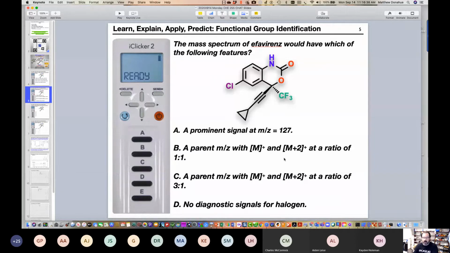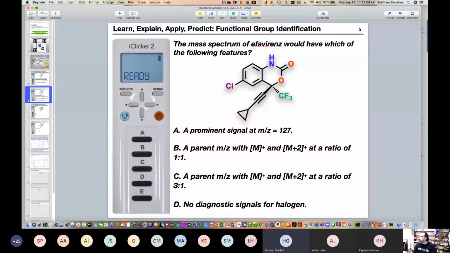They might not tell you they occur in 1:1. They might say their abundance is like 10% and 10%. And so from those two numbers, you say, okay, compare them, that's 1:1. Alternatively for chlorine, if they said the M was 30% and M plus two was 10%.